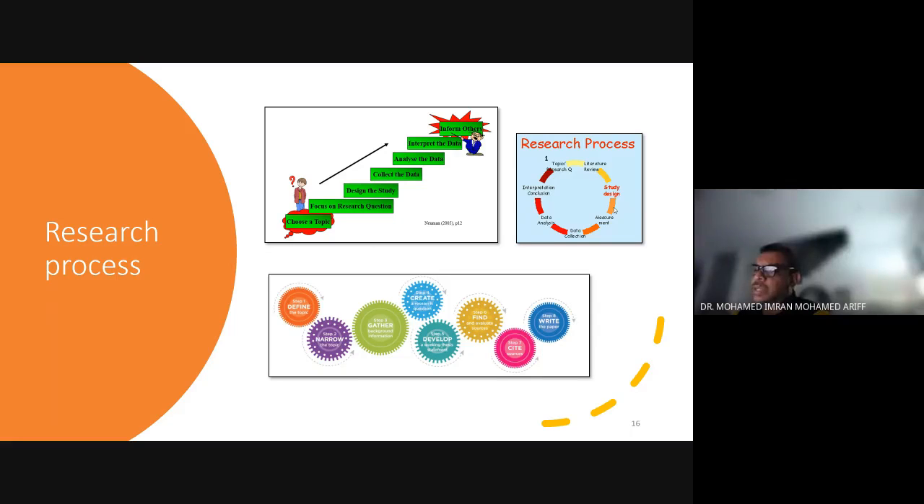Sama juga, if you go down, step 1, find the topic. Step 2, narrow the topic, gather information, create question. Step 5, working thesis statement. Step 6, evaluate your sources. Step 5, cite your sources, write the paper. Well, all of these are processes. There is no one fixed process.